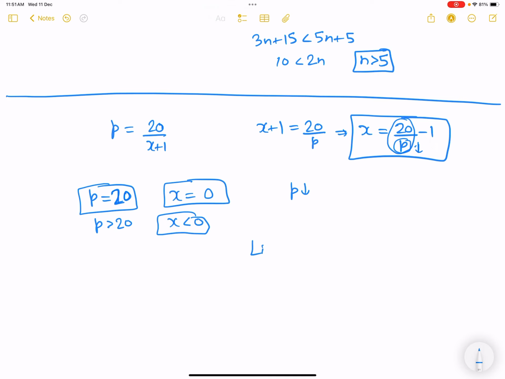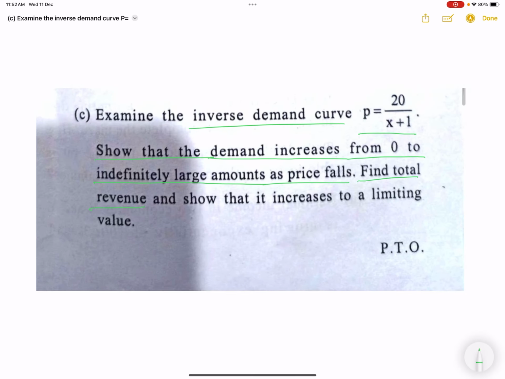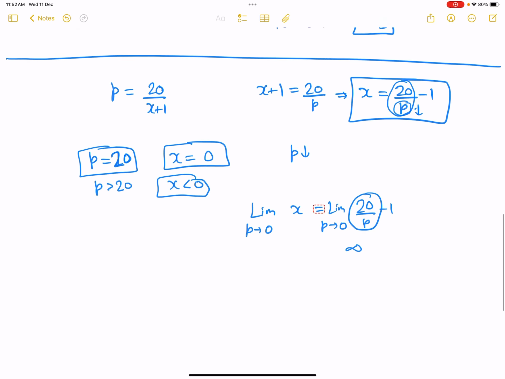So limit of x as P approaches 0. P is falling. So we have limit of 20 upon P minus 1 as P approaches 0. This term would be infinity as P approaches 0. So what we can say is, as price falls, the demand increases by an indefinitely large amount. Now the third part is, find total revenue and show that it increases to a limiting value. Total revenue is nothing but price into quantity.